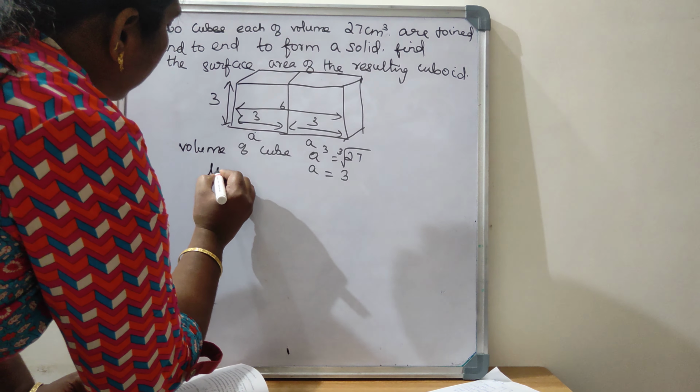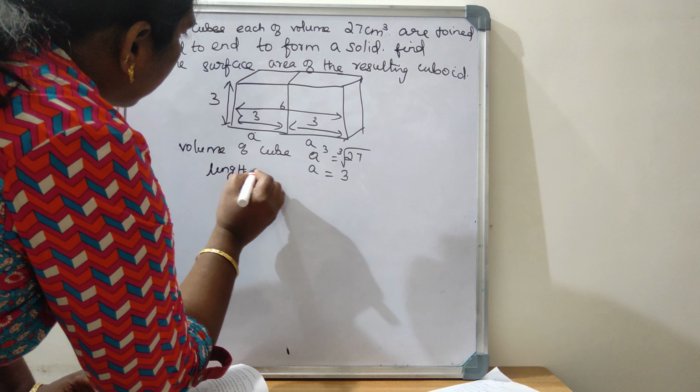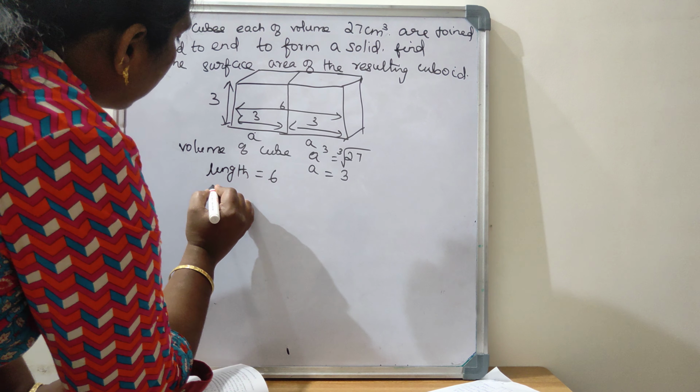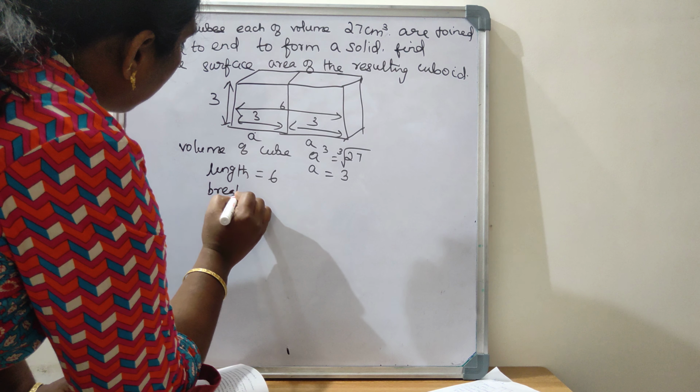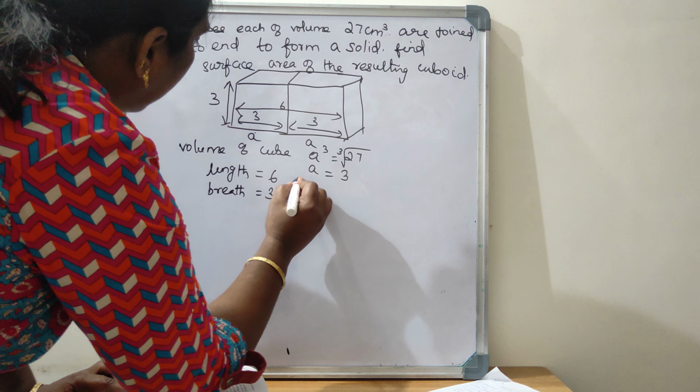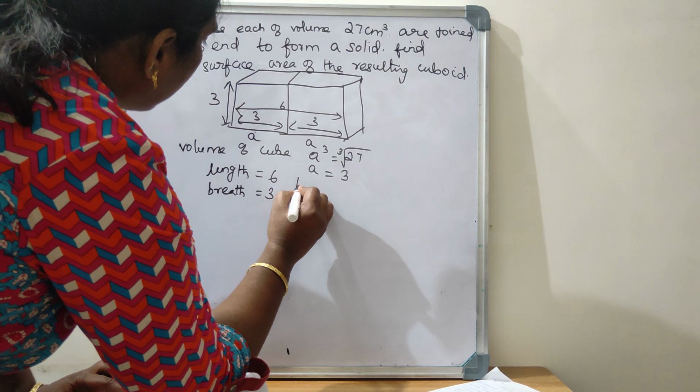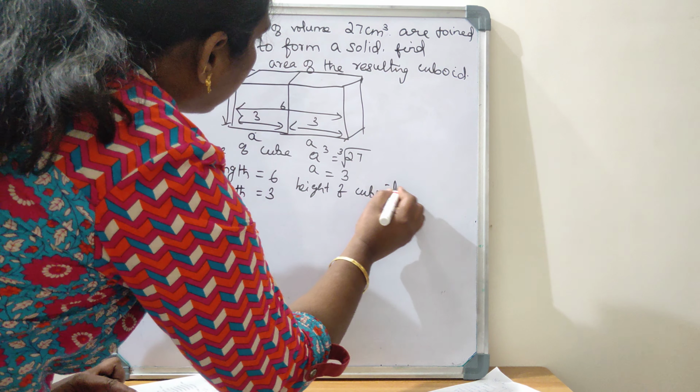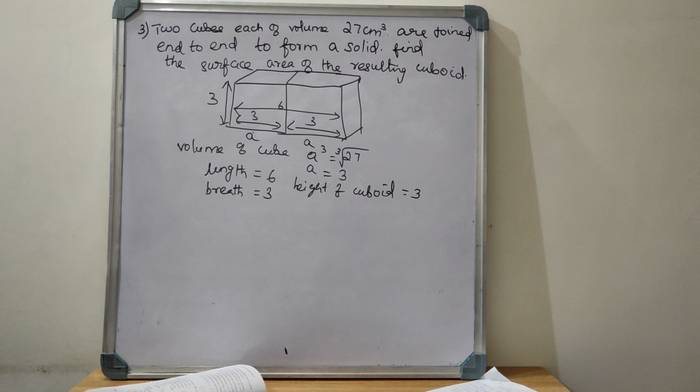So length equal to 6, breadth 3, and height of cuboid is 3. So here in this question what they have asked is, when the two cubes are joined together, they have given the volume and you have to find the surface area of the cuboid.